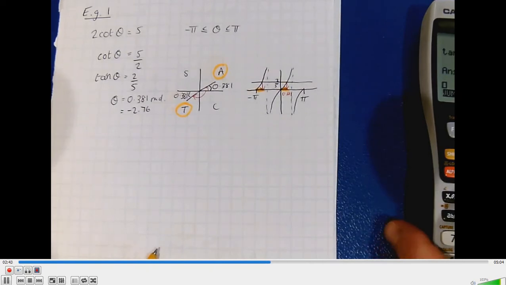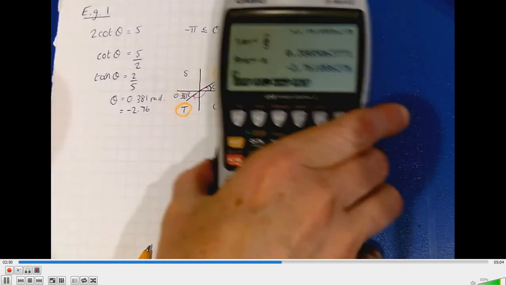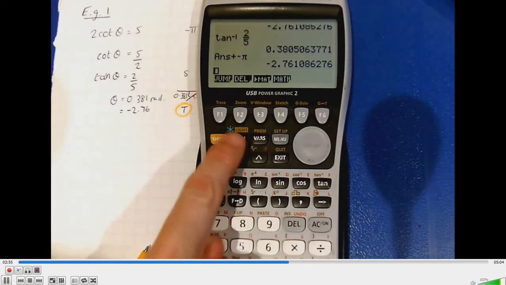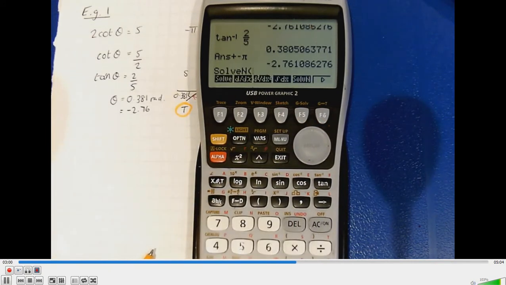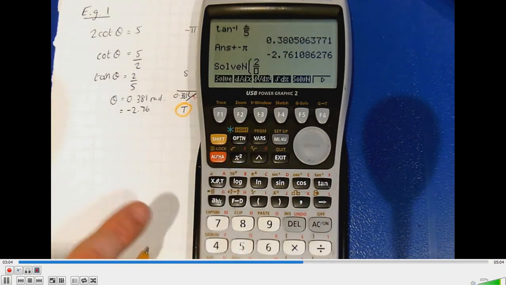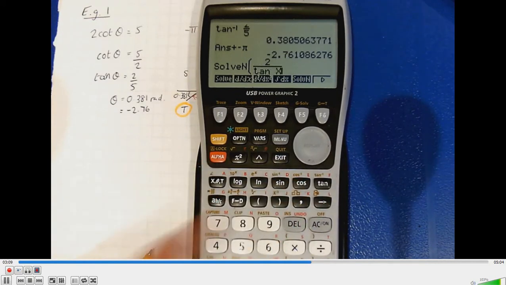Now, if the question didn't say determine or show detailed reasoning, then we can use the calculator to work out our answers. So we've got 2 ways to do it. If we are in run mode, we're going to go options, calc, and then solve n. Now we type in the equation, so the equation is 2, and then cot is 1 over tan, so I'm doing 2 over tan x. Okay, then we do shift decimal point to give us equals, and then we want 5.